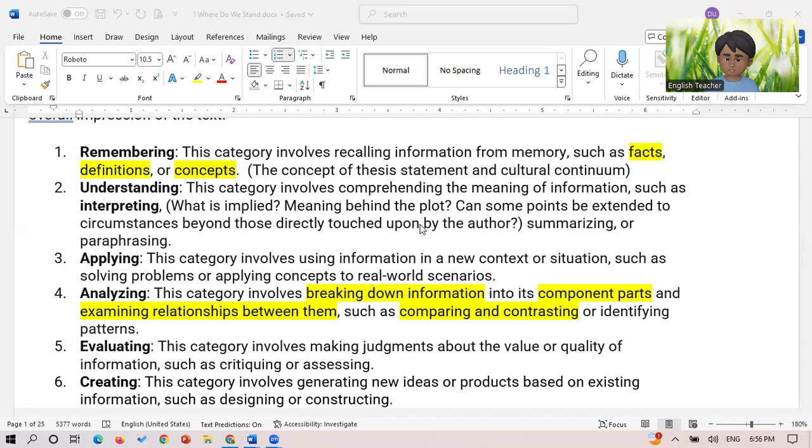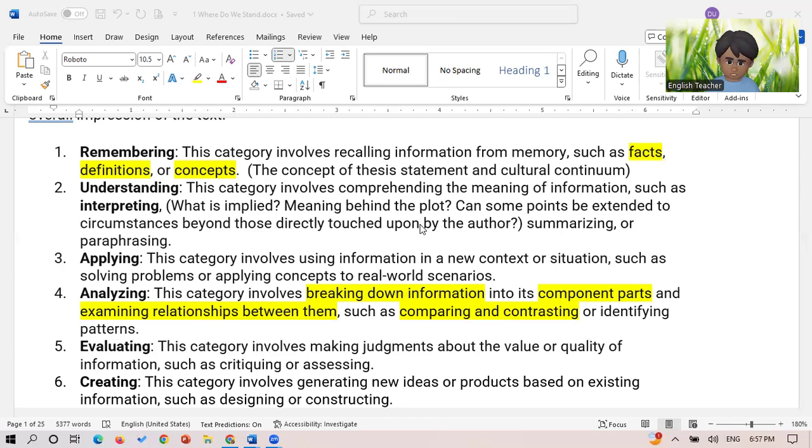For example, you may recall facts, someone's name, date of birth, years. You may recall definitions given in an essay. You may recall concepts. For example, you may recall a thesis statement in an essay. A thesis is an idea which is so important that you can develop it in 1 or 2 pages.